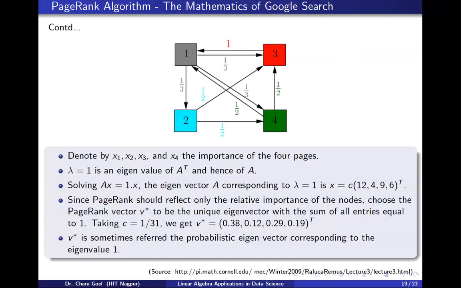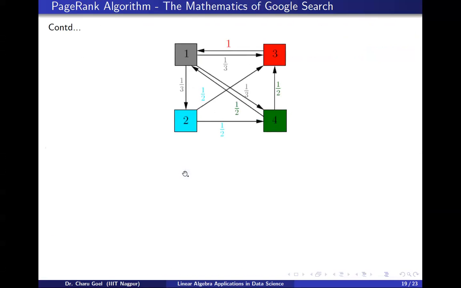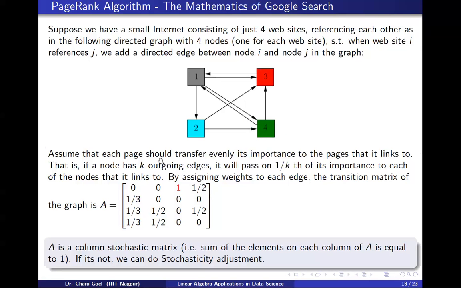Then lambda equal to 1 is an eigenvalue of A transpose. I am not going to find it here, but what will A transpose be? Columns become rows, rows become columns. So A transpose will be 0, 1 by 3, 1 by 3, 1 by 3, the first row. Second row 0, 0, 1 by 2, 1 by 2. Third row 1, 0, 0, 0. And fourth row 1 by 2, 0, 1 by 2, 0.